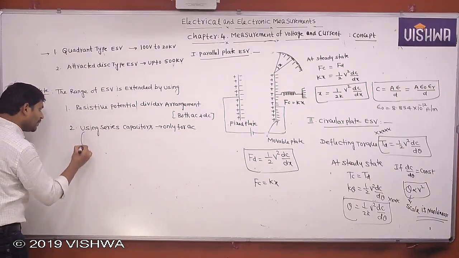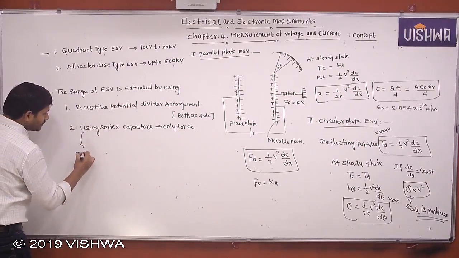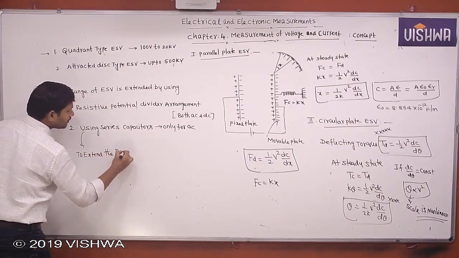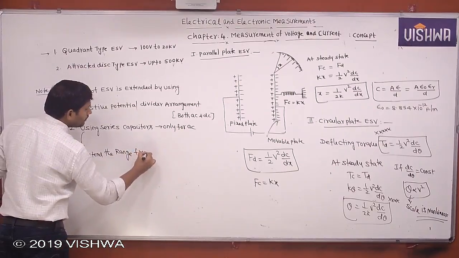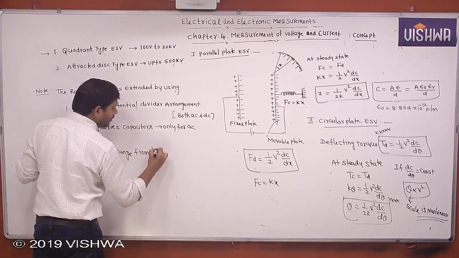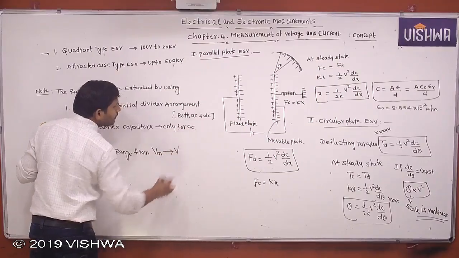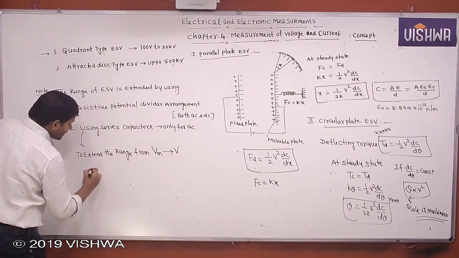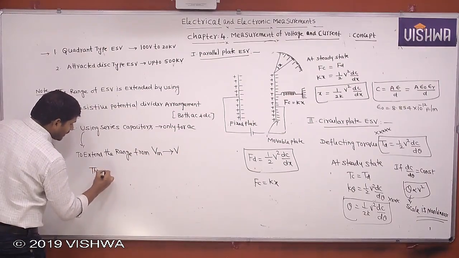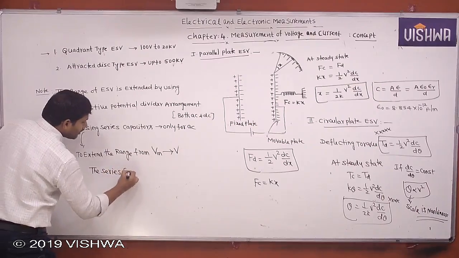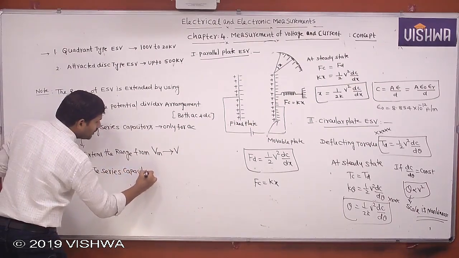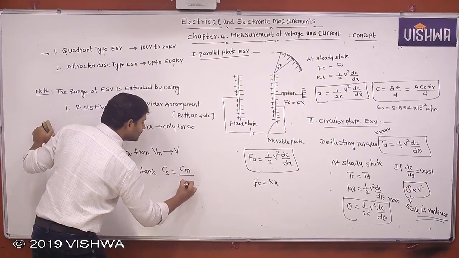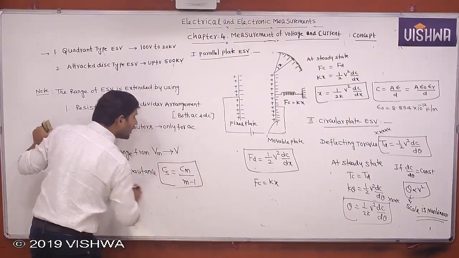Now, in the second method, to extend the range from VM to V, then how much series capacitance is connected? The series capacitance, directly I am giving, no need of derivation. The series capacitance CS equal to Cm by M minus 1. This formula you remember. This much capacitance we can connect.